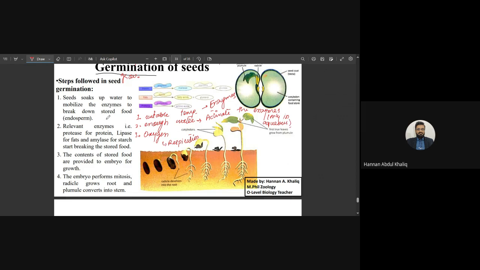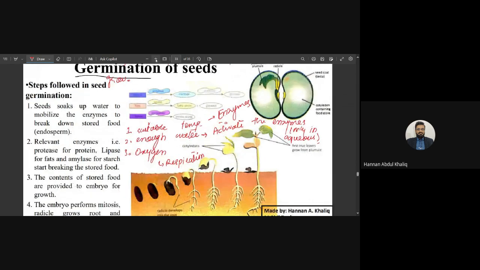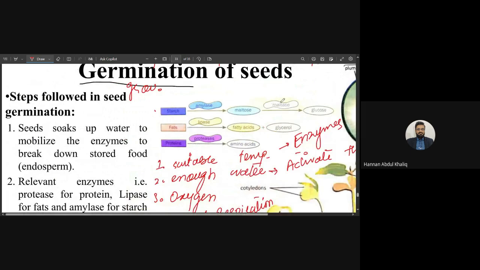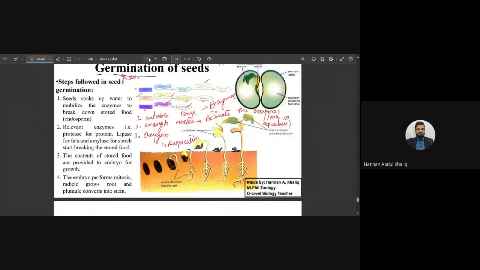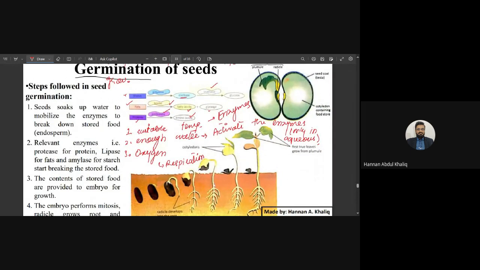So once the seed soaks the water, all the enzymes would be activated. You would see the amylase break the starch and the maltase break the maltose. The fats are there, so the lipase would be breaking them into fatty acids and glycerol, and the proteins are there, so the proteases would be breaking them into amino acids. So that is how, and you must not forget the minimal conditions required. It's a very important question. Oxygen, water, and temperature. Suitable temperature must be there, enough water must be there, and oxygen must be available.